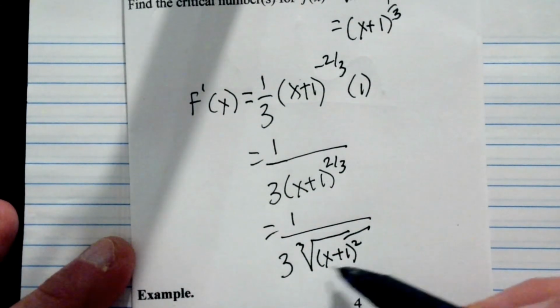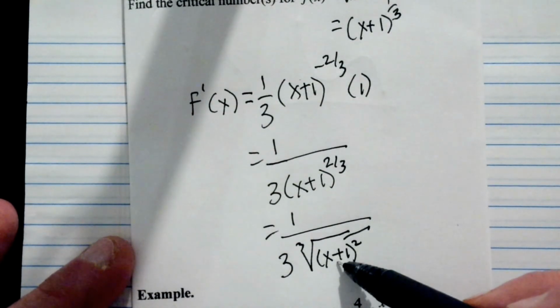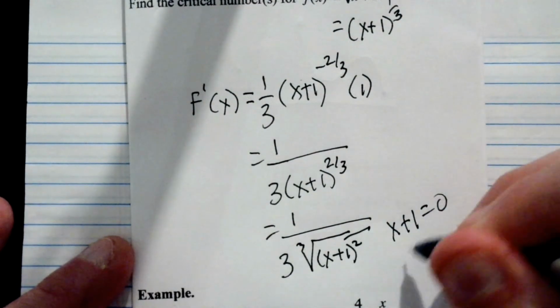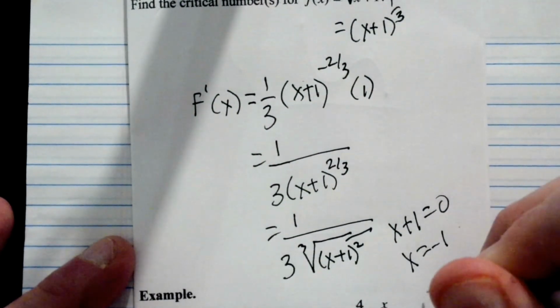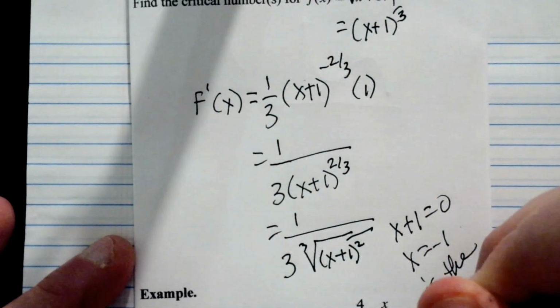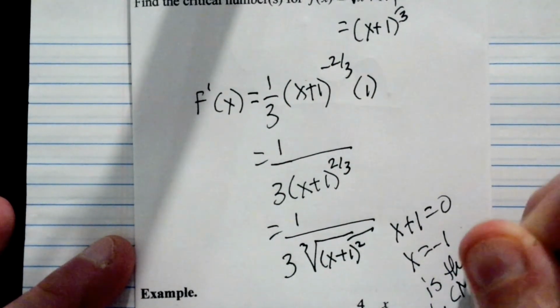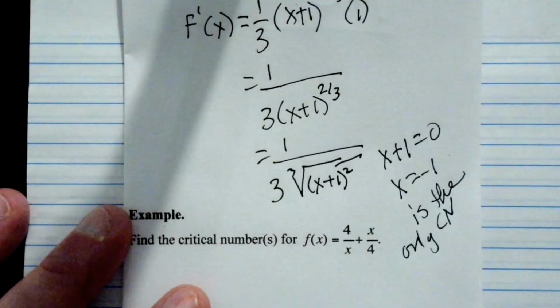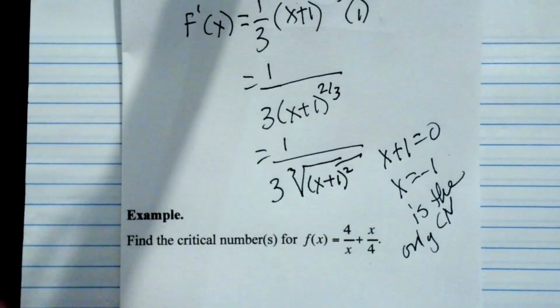Well, if the x plus 1 is 0, then the function is undefined, and so that would mean that x equals negative 1 is the only critical number. I use the abbreviation CN for critical number because I was running out of paper.